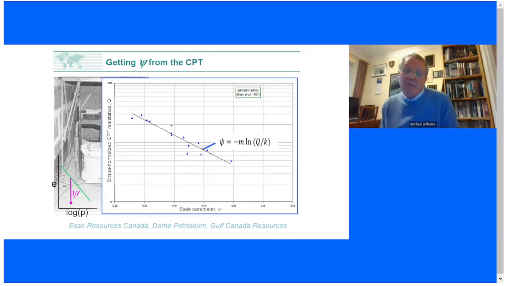And what we do, we plot the data up as Q versus state parameter. You get a trend line like this. And I emphasize here, this is not a correlation. This black line is a theoretical expectation. All we're using the data to do is to calibrate our theoretical expectations. So M and K in here are what we call inversion coefficients for the CPT. Q is what we measure, or a normalized version of what we measure. And psi is the state parameter we want to determine.